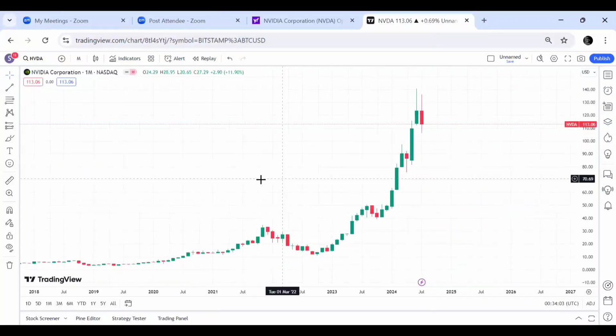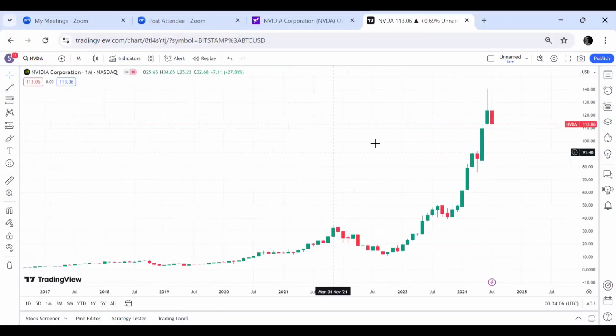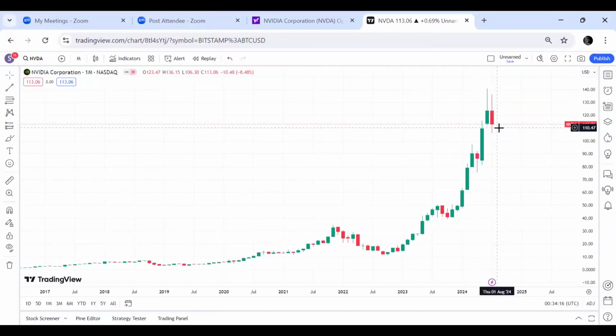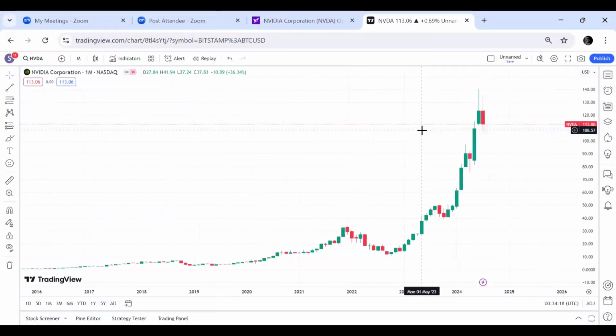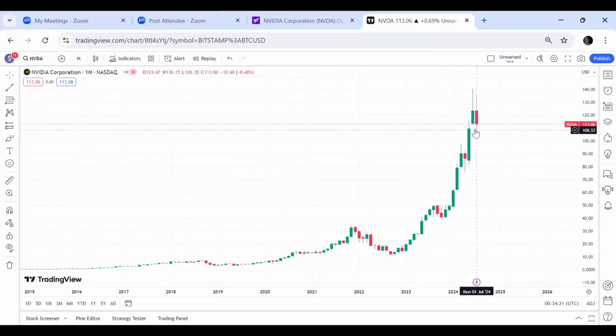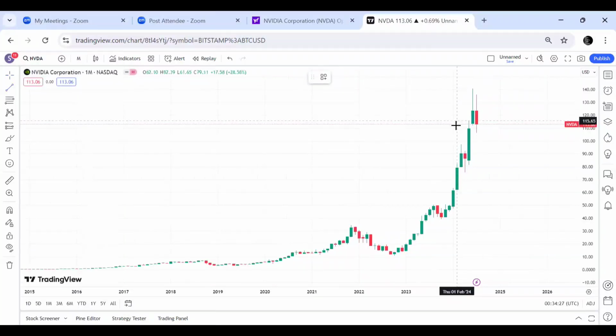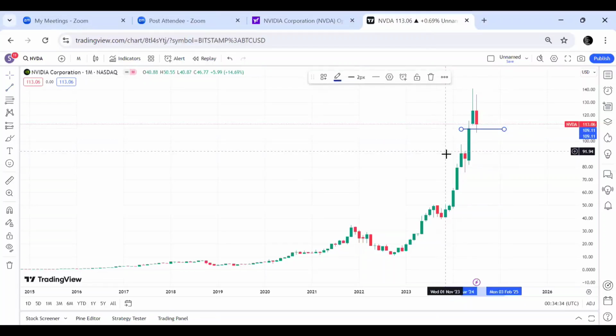As you can see on Nvidia, for example, if I want to determine what the support level is, here at $113, let's say the stock price is falling further. If I want to tell what the next support price is, you can see this can be one support price.